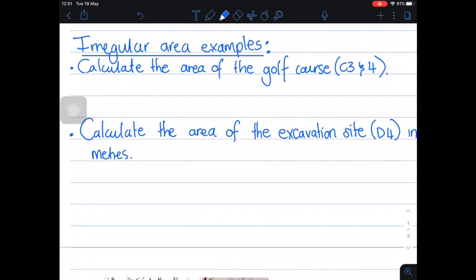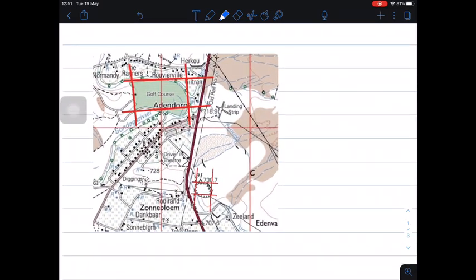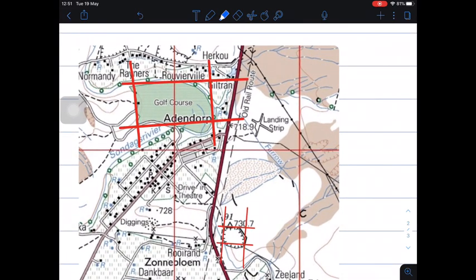We're now going to have a look at an irregular area example. And the first question asks us to calculate the area of a golf course in C3 and 4. Now, what you need to do, and this is an inaccurate method, but it is a very quick method. We will look at the grid system, which is more accurate, in another video. But if you're short on time, this is a quick method that you can apply.